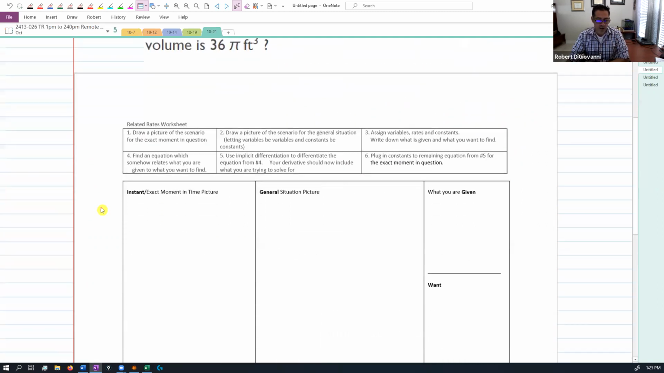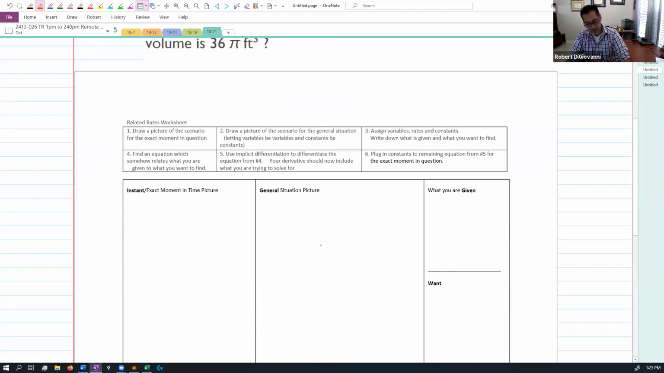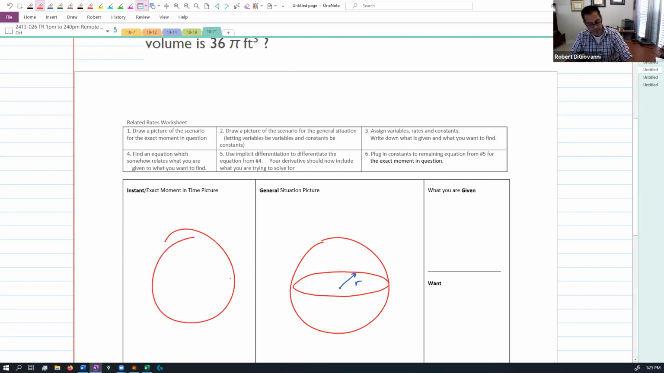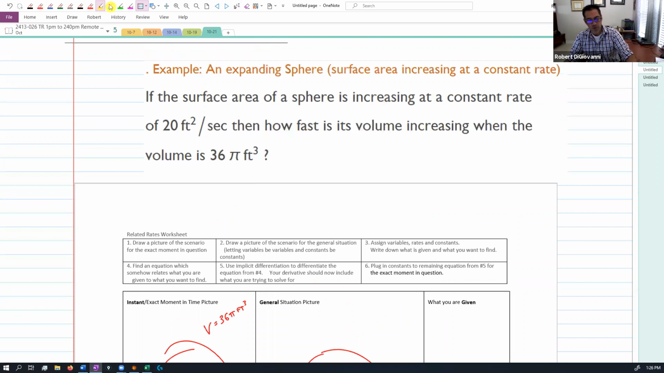So our picture is going to look pretty much the same. We have a sphere that's growing. It has some radius, right? I have the instant in time where this sphere has a volume of 36 pi cubic feet again, all right? That's all the same. What's different here is what I'm given and what I want. Well, what I want's the same, but the given, what's the given here? So what are we given?